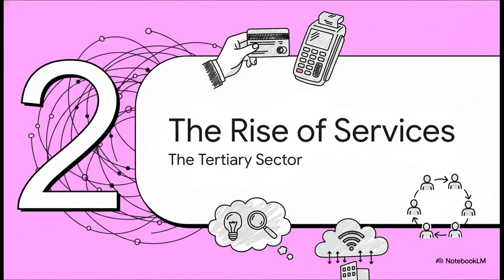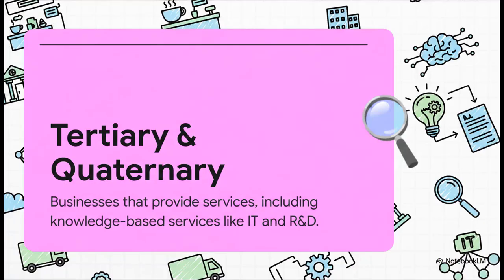But what happens after a country gets really good at making stuff? Well, that leads us to the third stage of this whole evolution, where the economy isn't dominated by making things anymore, but by doing things for people. And welcome to the tertiary or service sector. This is a massive category. It covers everything from your local coffee shop all the way up to huge global banks.